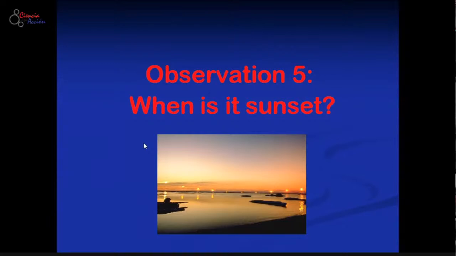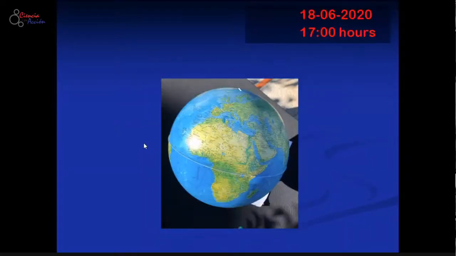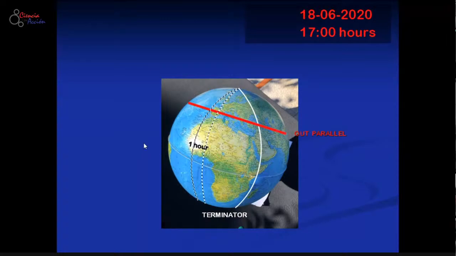Okay, observation number 5 is when is it sunset? We have a parallel Earth, and we define where the terminator is. Then we have Spain, and we drew the meridian in which Spain is placed, and also the parallel that runs from Spain to the terminator. This parallel is cut 3 times by 3 different time zones. So if in the meridian it is 8 o'clock, in Spain it would be 5 o'clock, and it would take 3 hours before sunset.